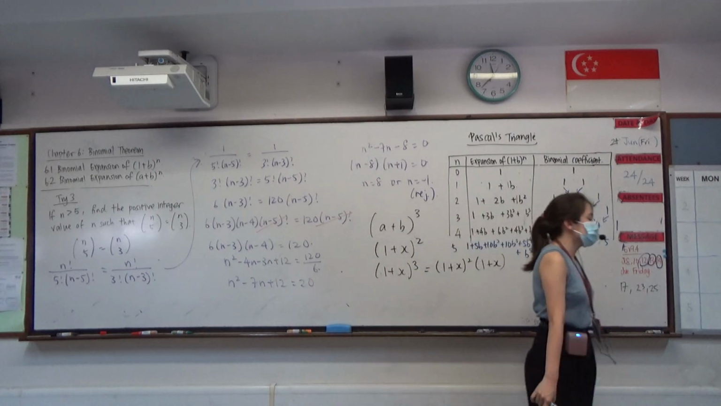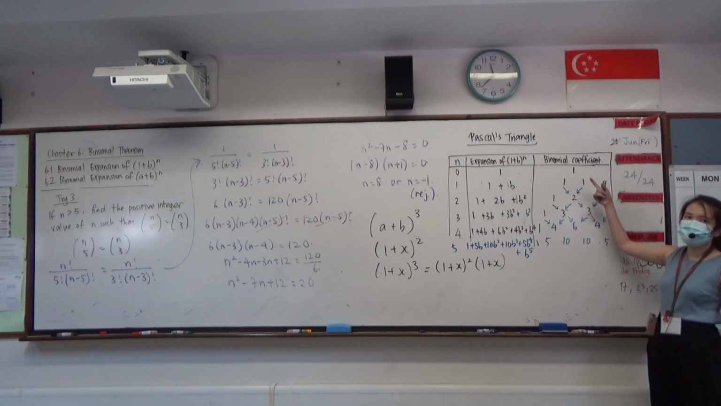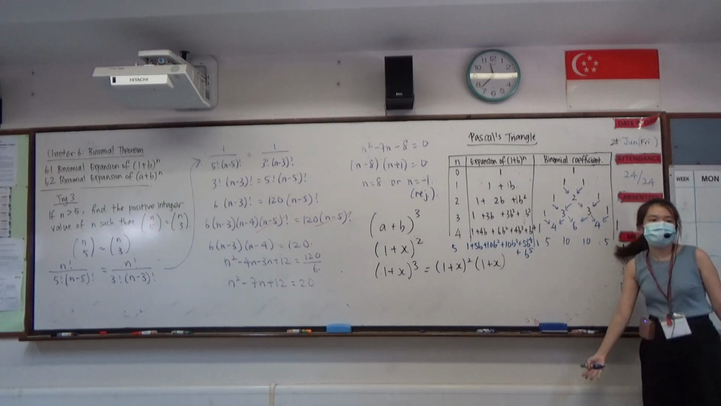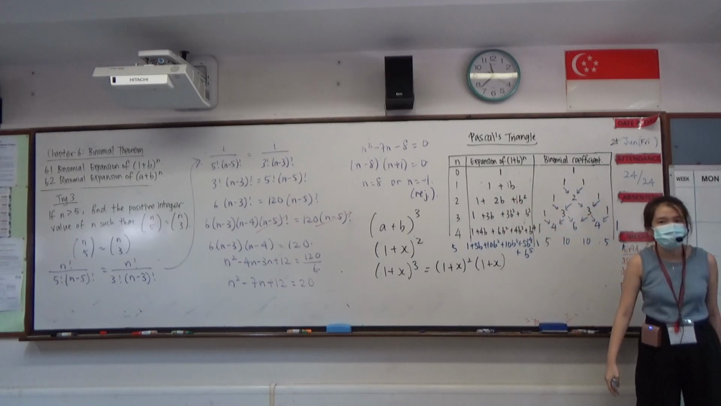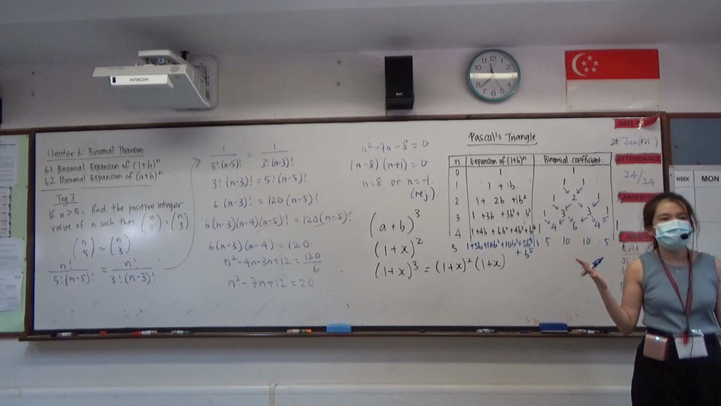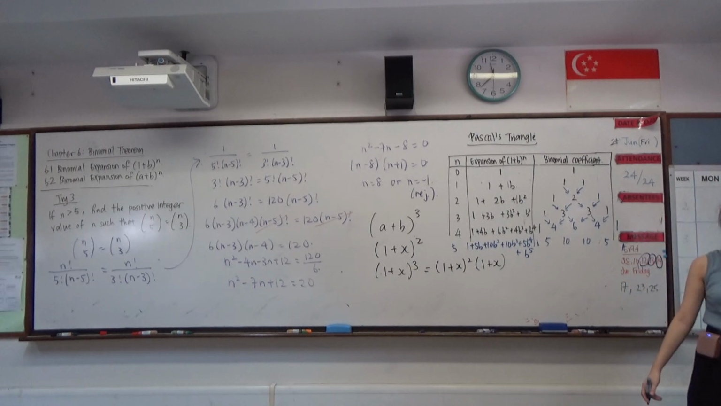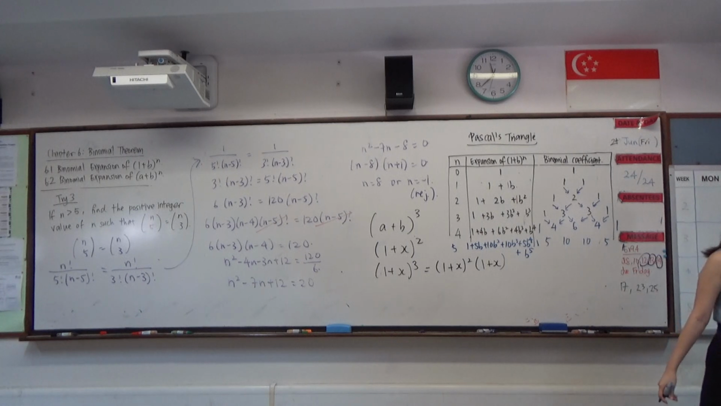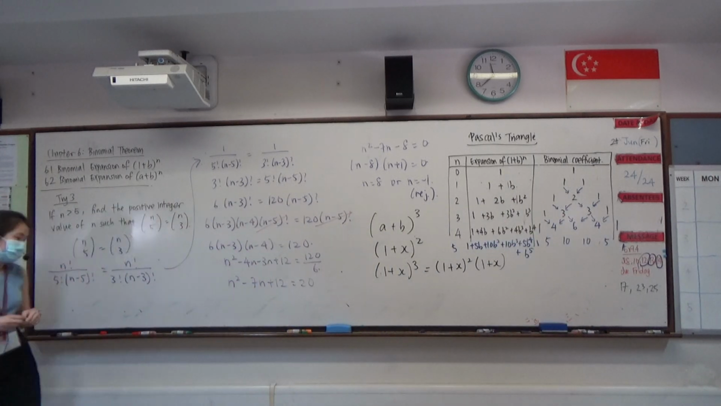But of course, using Pascal's triangle is not a realistic way of doing expansion, because you must start all the way from the top, then go all the way to the bottom. If I were to ask you to expand 1 plus b to the power of 100, then you're going to write 100 lines of this triangle to see the pattern. That will be ridiculous, because the question is only a 1 mark question. So I will tell you how in the next lesson because our time is up. I've introduced to you Pascal's triangle.